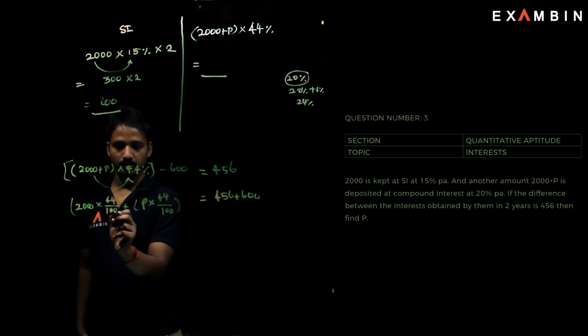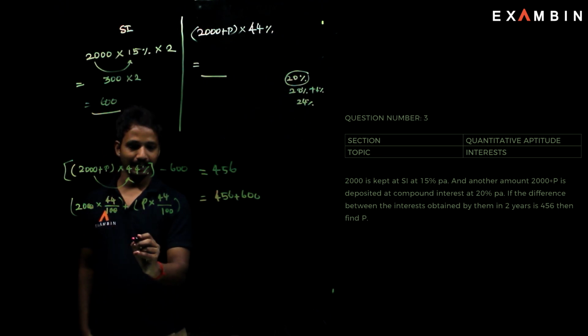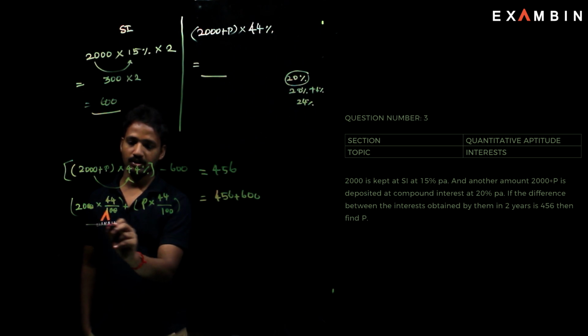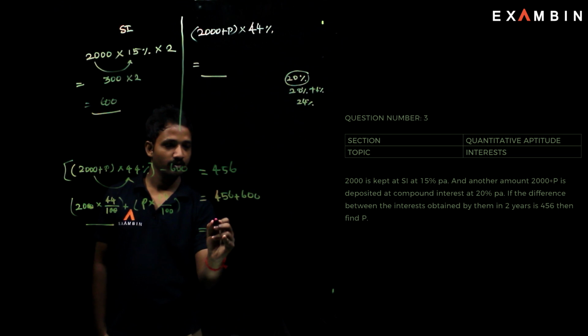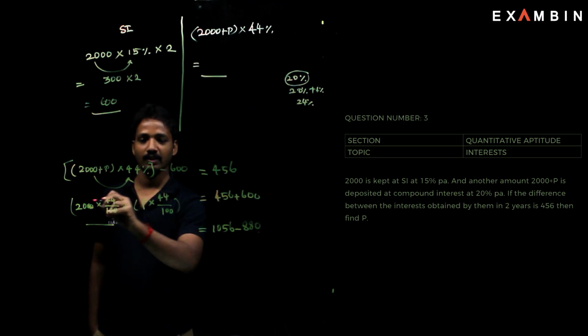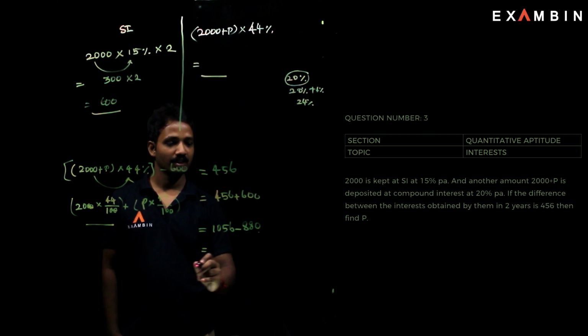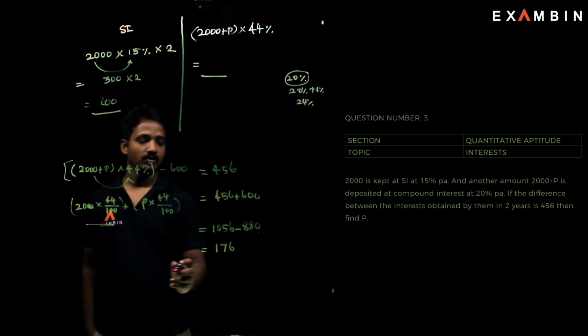So this value is 20 into 44, 880. So this value of 880 I am taking to the right side. 1056 minus 880, so this comes from the left side. Okay. 1056 minus 880, 120 plus 56, 176.